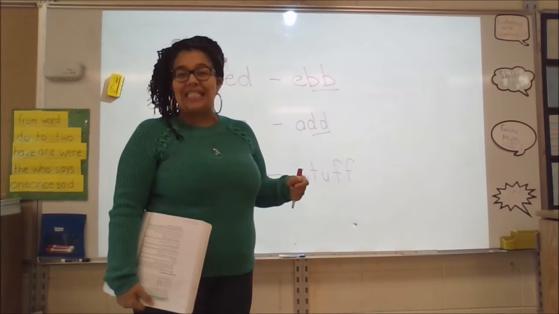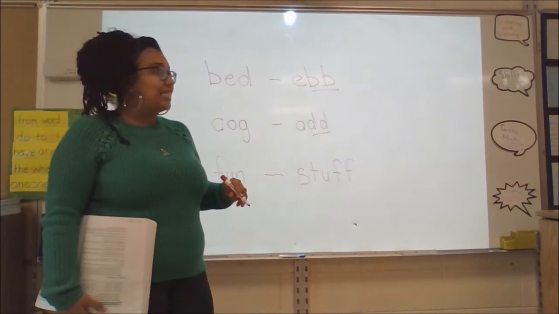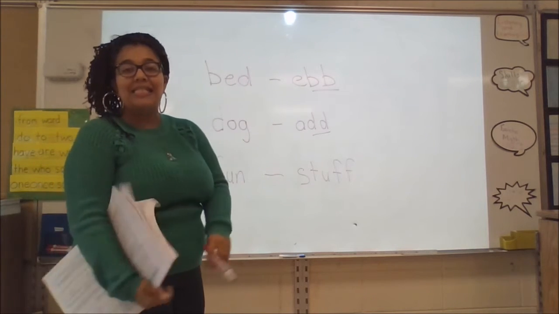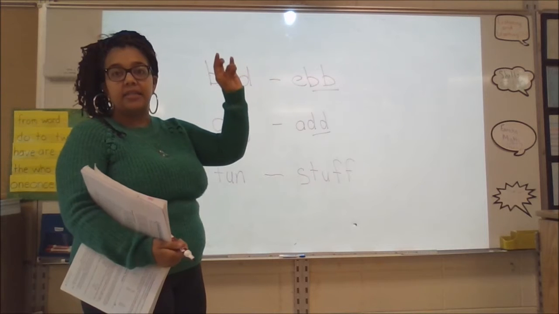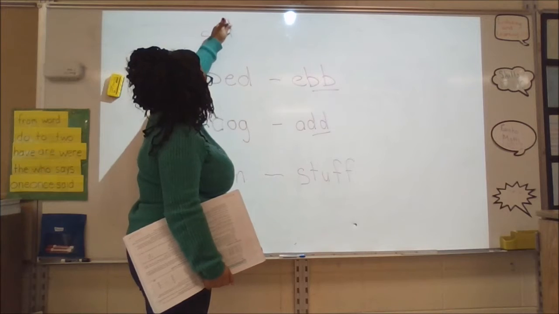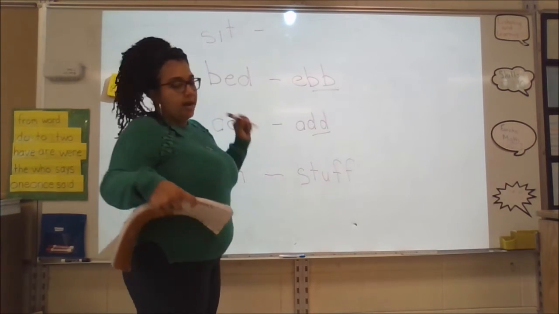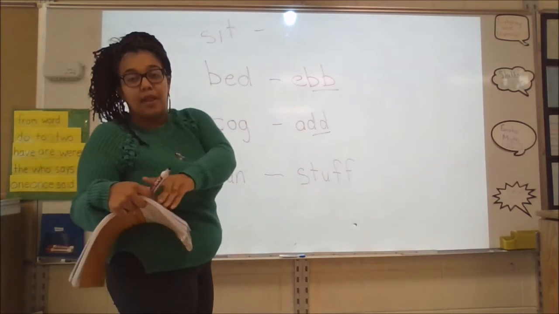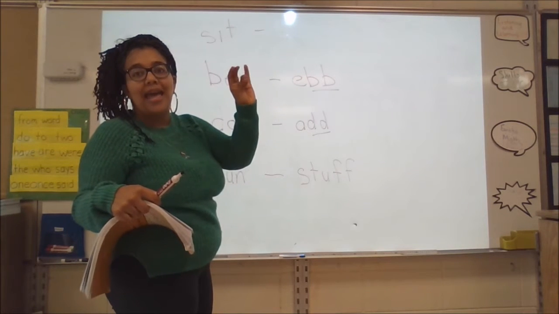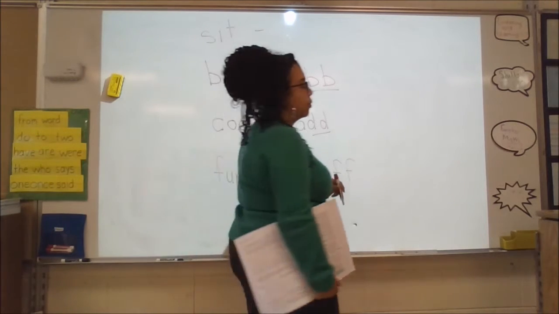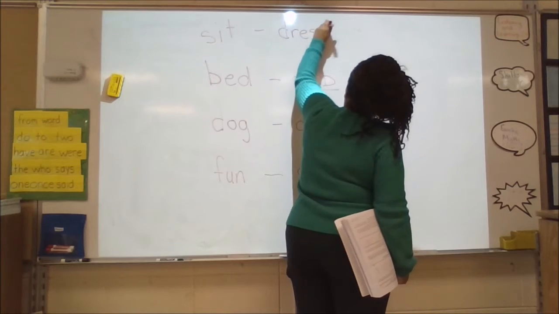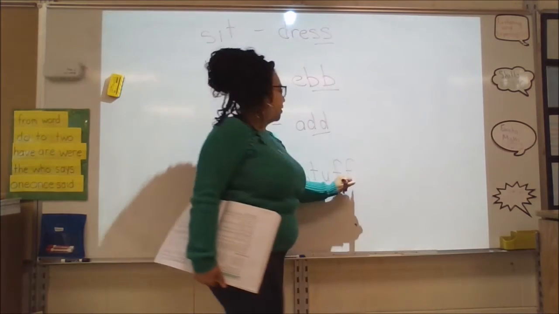How about S? Sometimes S has a double letter too. My single S will be sit. I'm going to put it up here so we can see it. Sit. And my double letter S spelling will be dress. Dress. Let's spell the word dress. D-R-E-S-S. 2 S's, 1 S.